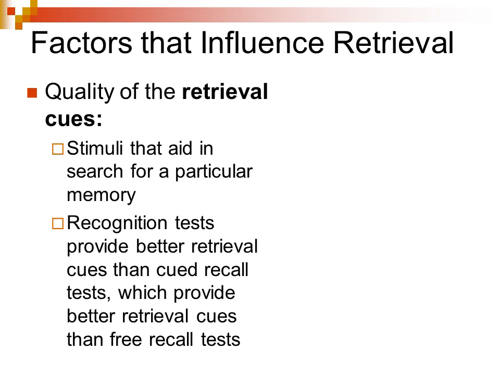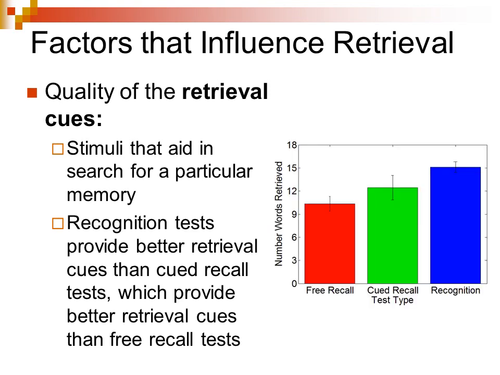Here are some data from an in-class example I did one semester, showing that when my students had to remember the same words, but were tested using the three different types of retrieval tests, they remembered more words when they were given a recognition test, followed by a cued recall test, and finally the free recall test. So again, we see how the quality of the retrieval cue influences the retrieval of items from long-term memory.